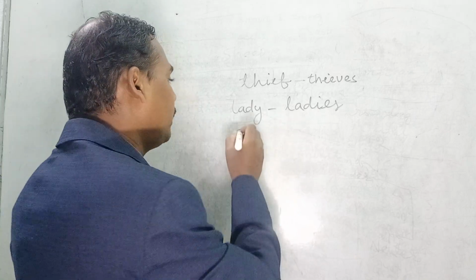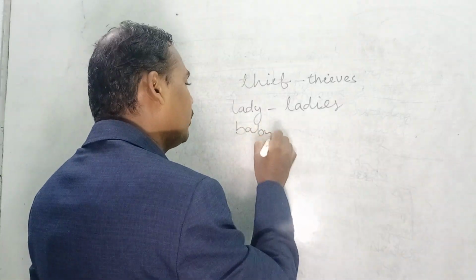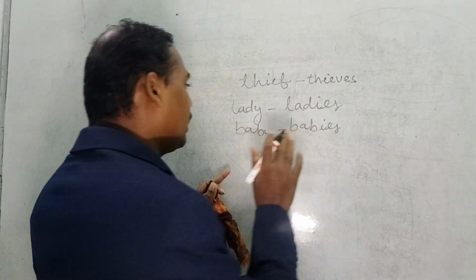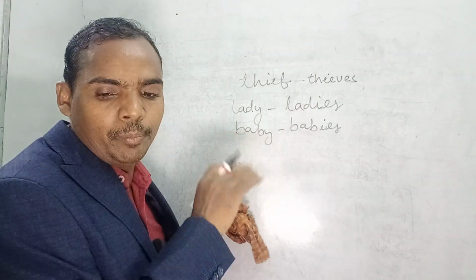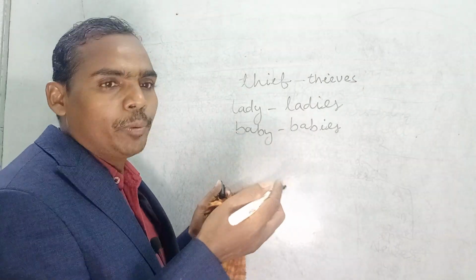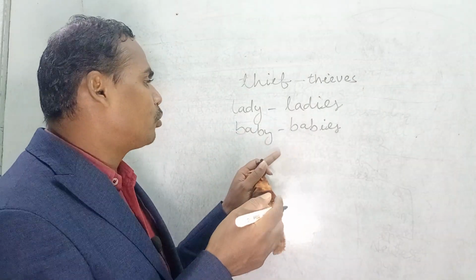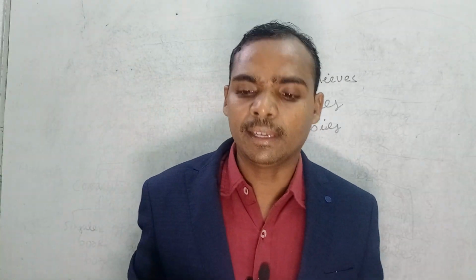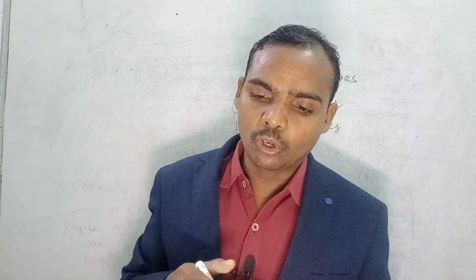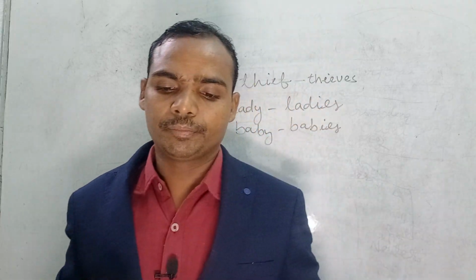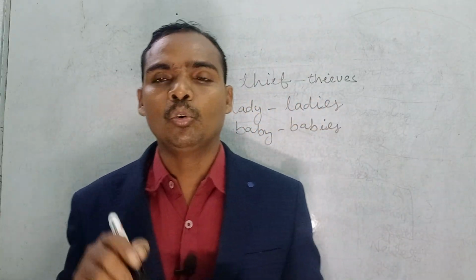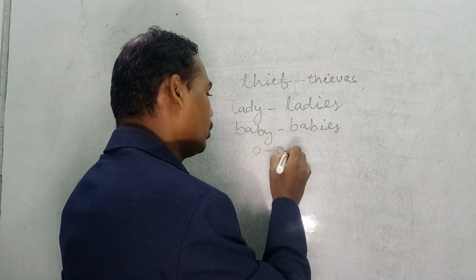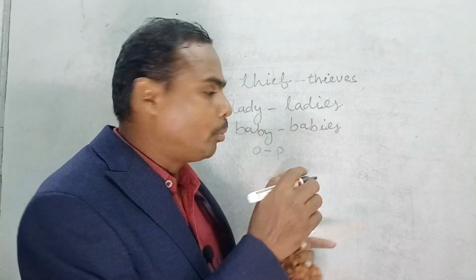Another example, baby, B-A-B-Y, plural B-A-B-I-E-S. Clear now? Lady, ladies, baby, babies. Hobby also like this, H-O-B-B-Y, hobbies, H-O-B-B-I-E-S. And cherry, C-H-E-R-R-I-E-S.